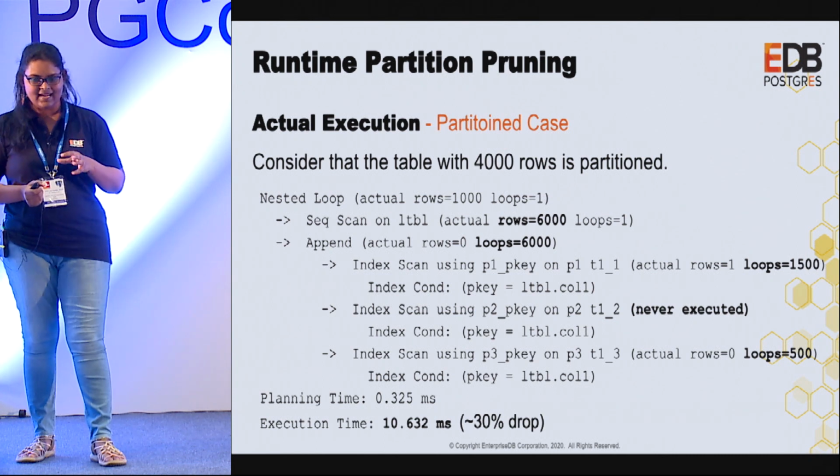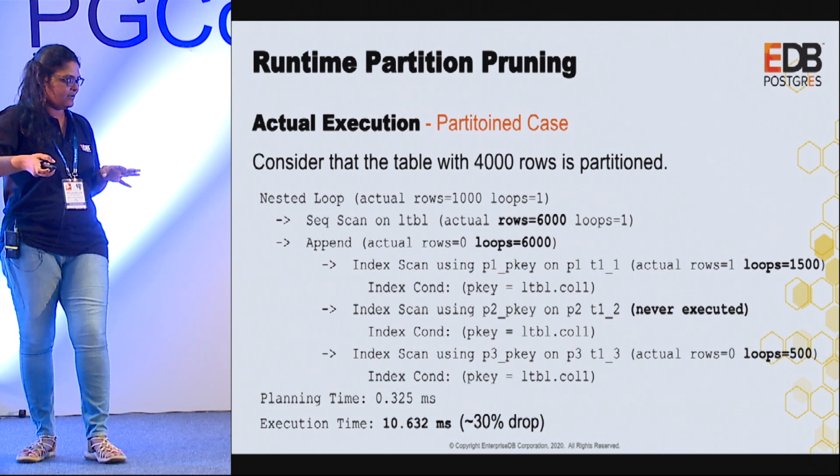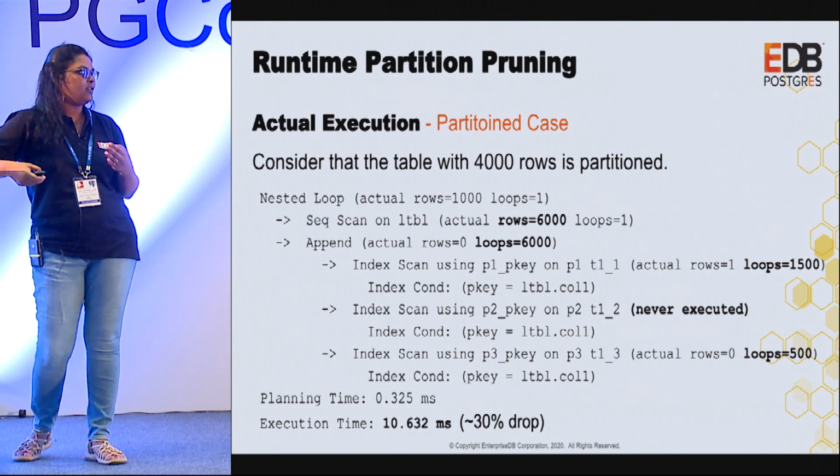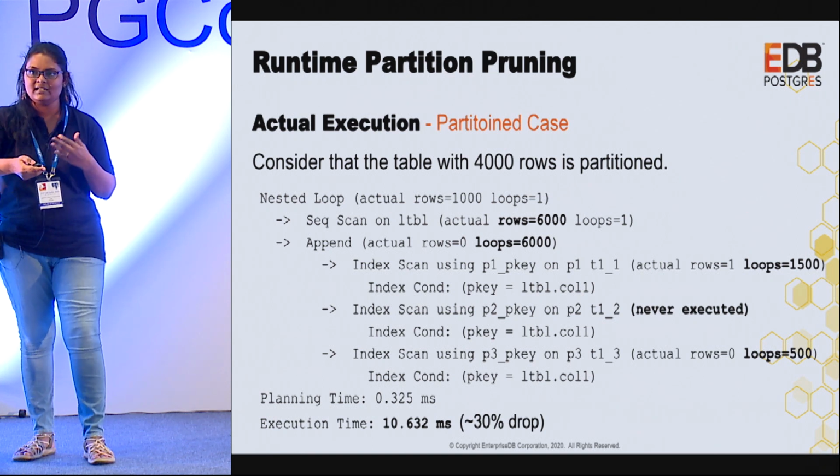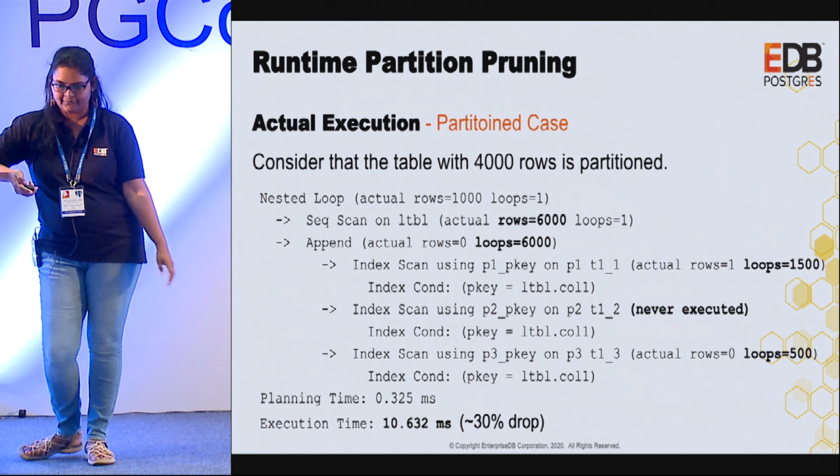In this smaller case, I was able to see a drop of about 30%. This can, of course, increase as the number of rows increases. It depends on the kind of entries that you have.